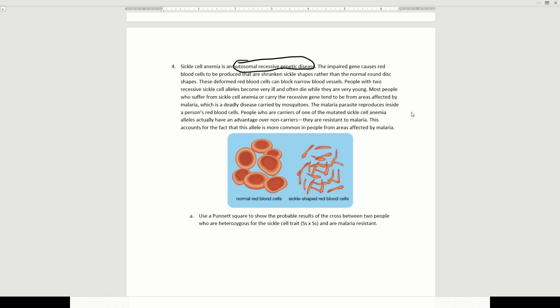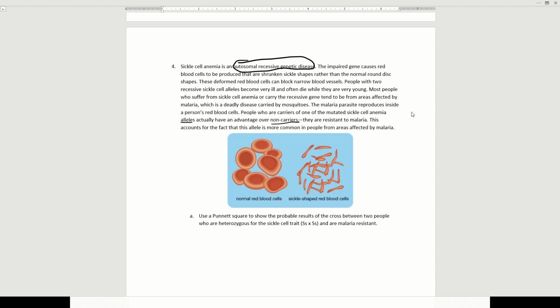People with two recessive sickle cell alleles become very ill and die at a young age. Most people who suffer from sickle cell anemia or carry the recessive gene tend to live in areas affected by malaria, which is a deadly disease carried by mosquitoes. The malaria parasite reproduces. People who are carriers of one of the mutated alleles actually have an advantage over non-carriers. They are resistant to malaria.